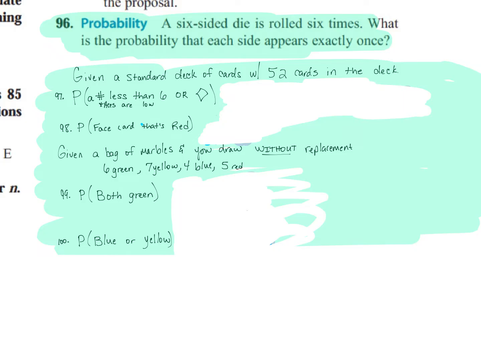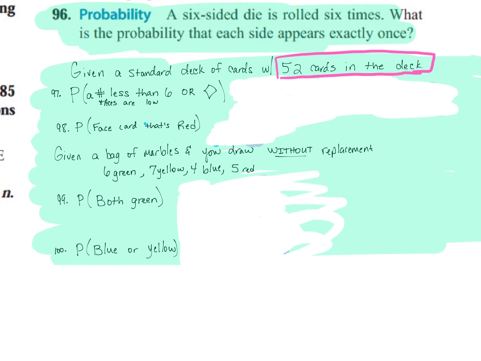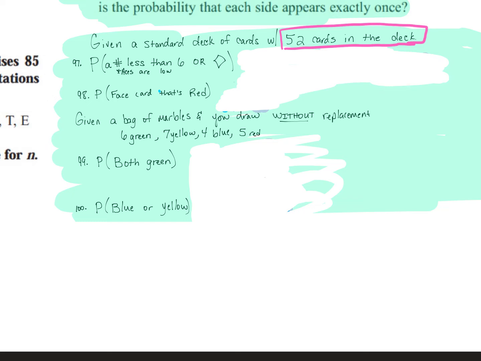479,001,600. So the review was super nice and told us that we have 52 cards in the deck, but we've done so many of these questions already that that's just ingrained in our brains at this point, 52 cards in a standard deck. So what's the probability that we have a number less than 6? Well, if I drew my little makeshift deck of cards down here, aces are low, so I would start with an ace, then have 2, 3, 4, 5, 6, 7, and it keeps going. But we only care about a number less than 6, so that would be ace through 5.